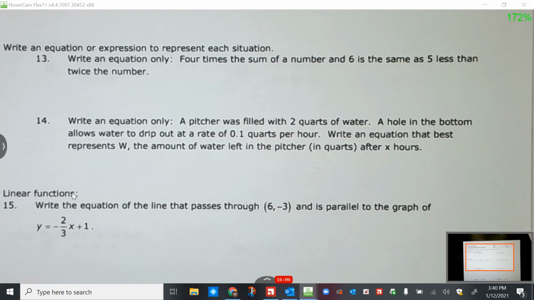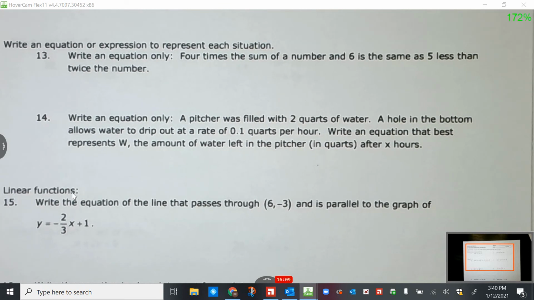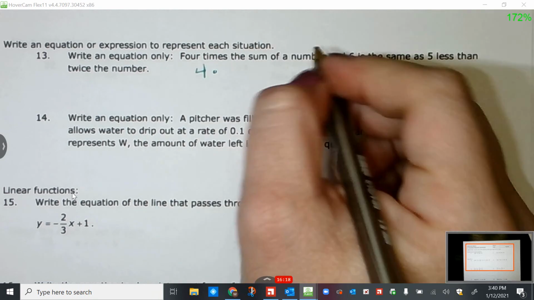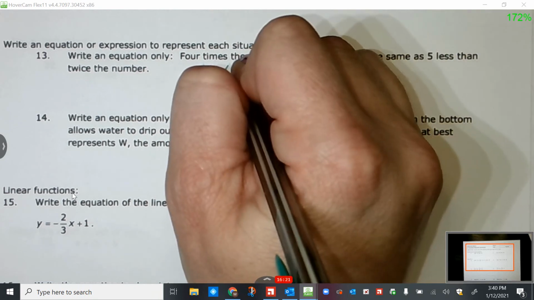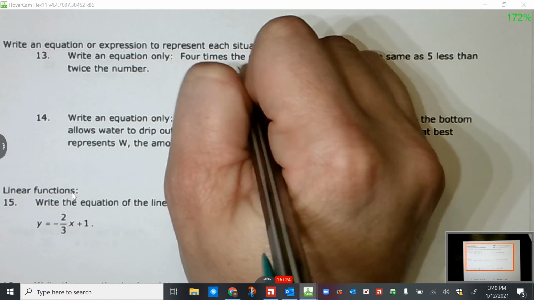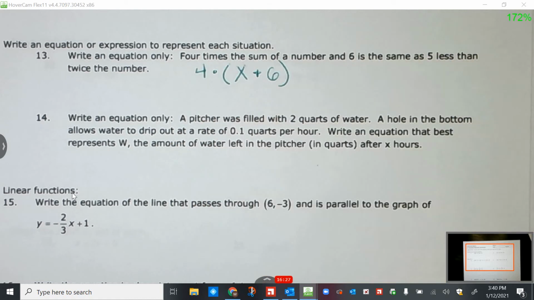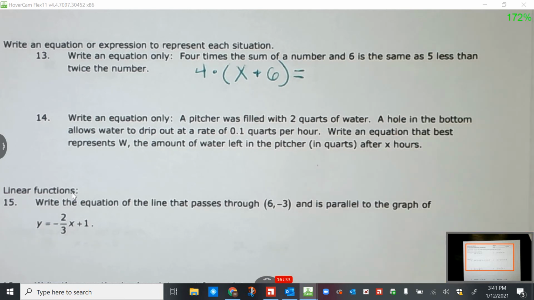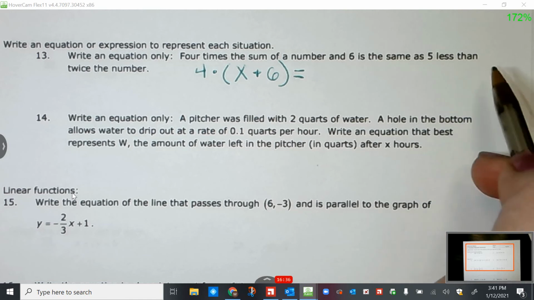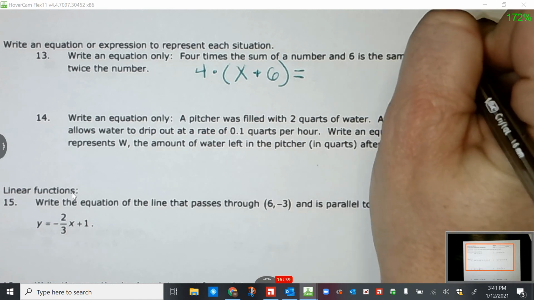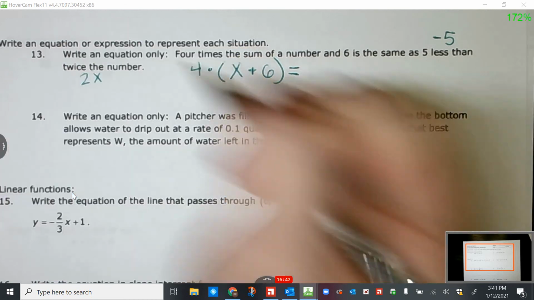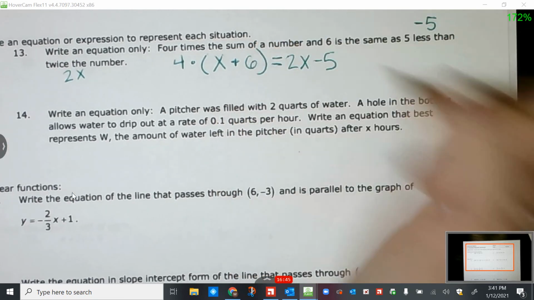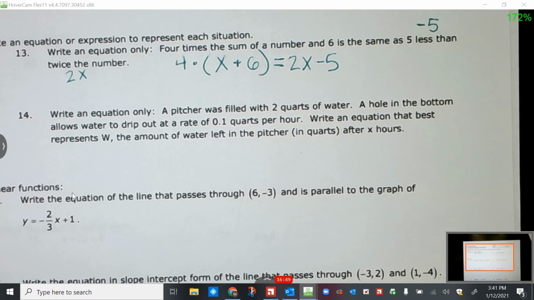Write an equation or expression to represent each situation. It says write an equation only. 4 times the sum of a number and 6. I want you to realize it's saying 4 times, so 4 multiplied by the sum of a number and 6. The sum of a number, we don't know what number, and 6 is, which means equals, the same as, same thing. 5 less than is minus 5, twice the number we don't know. So 2x minus 5. Okay.